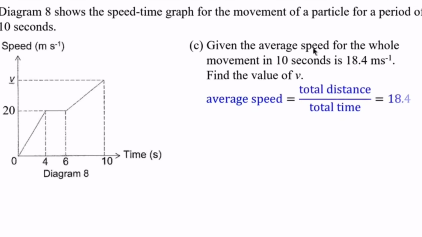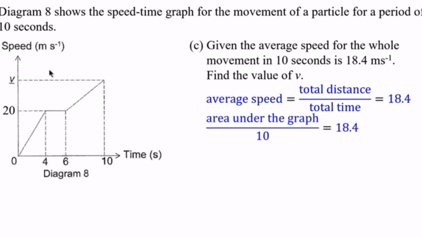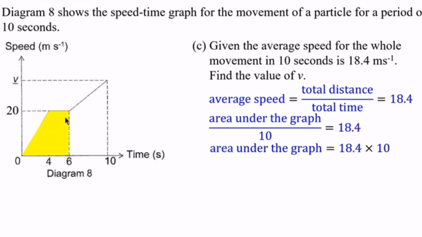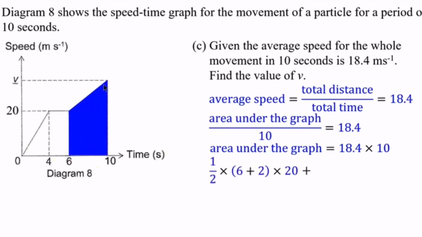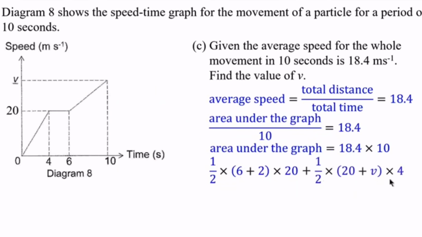And finally, you are given the average speed of the whole movement in 10 seconds is 18.4 meters per second. The average speed is equivalent to total distance over total time taken. Now you're asked to find the value of V. First of all, we need to find the area under the graph, because the area under the graph represents total distance. So we will multiply 18.4 times 10, and then we will find the area for the movement in 10 seconds for the whole journey.